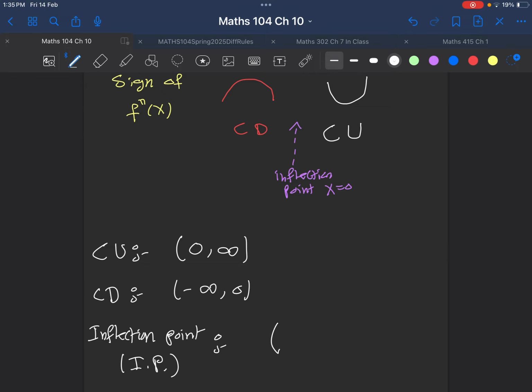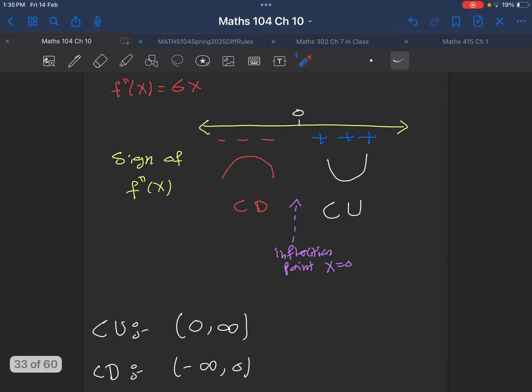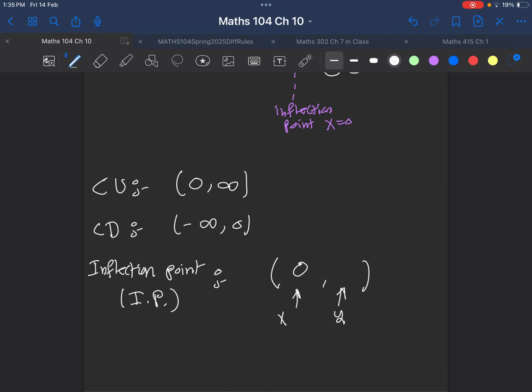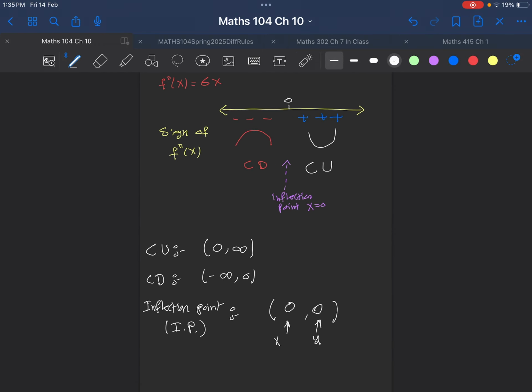sometimes we just write I.P., is going to be the point which has x comma y. The x will be 0, and we need to find what is the y. And how to find the y? We go to the original function, we substitute x equal to 0. The final answer is just 0. So we get (0, 0) is the inflection point.